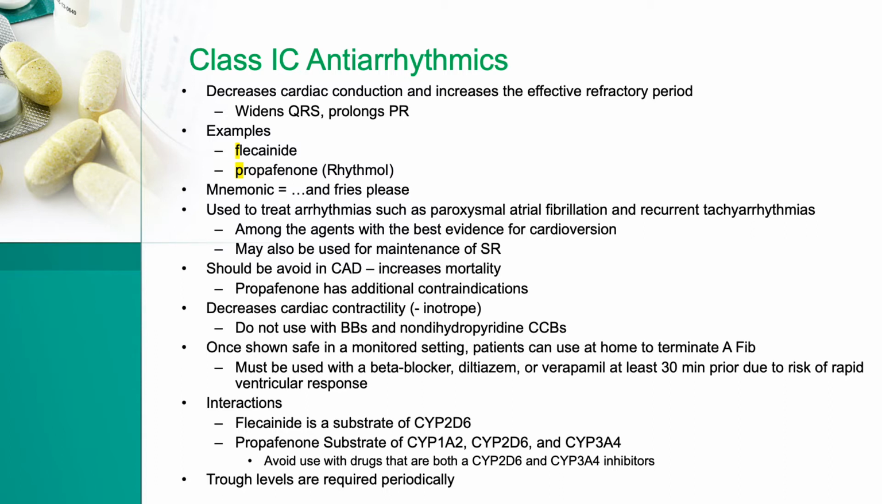They are used to treat arrhythmias such as paroxysmal atrial fibrillation and recurrent tachyarrhythmias, among other conditions. They are among the agents with the best evidence for cardioversion and may also be used for maintenance of sinus rhythm. Class 1C antiarrhythmics decrease cardiac contractility, so they shouldn't be used with beta blockers and non-dihydropyridine calcium channel blockers.